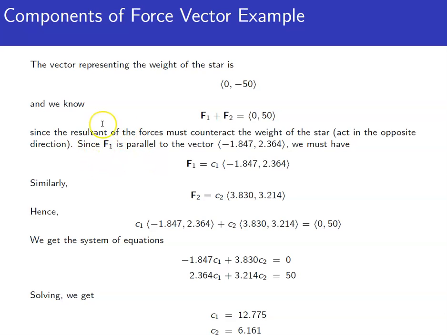The vector that we found previously, the F1 vector, has to be parallel to that, so it has to be a constant times that. Likewise, it's a constant times the second vector we found, because it's going to have to be parallel to F2. So we've got this vector equation to solve, or better yet, multiplying through our constants and equating components, we get a system of linear equations to solve. Choose whatever your favorite method is for solving a system of linear equations, and you'll get C1 is 12.775, and C2 is 6.161.